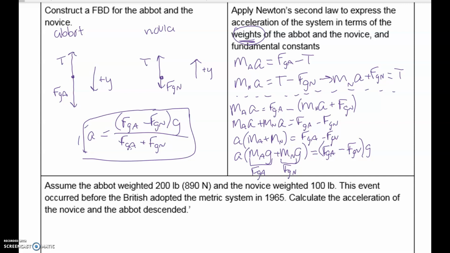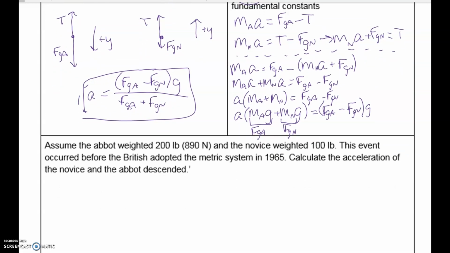Let's do a little bit more math fun tricks here. Let's just note that the force of gravity on the abbot can be expressed as twice the force of gravity on the novice, since the abbot's 200 pounds and the novice is 100 pounds. Or, more conveniently, 1/2 the weight of the abbot is equal to the weight of the novice. That's useful because in the expression for acceleration, we can plug in for the weight of the novice 1/2 the weight of the abbot, and that'll help simplify our formula.